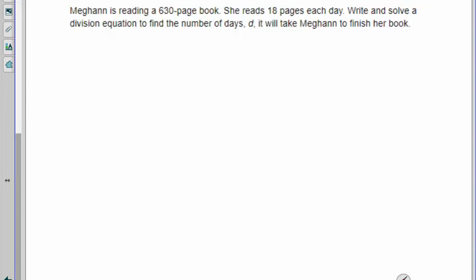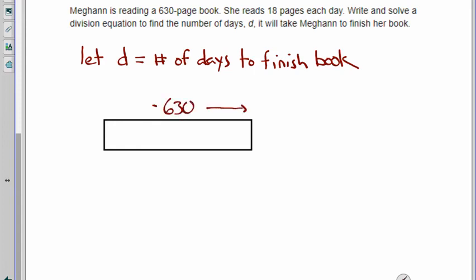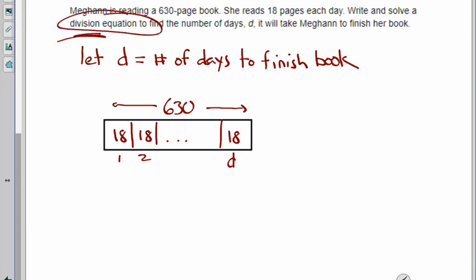All right, here's one for you to try. Megan's reading a 630-page book. She reads 18 pages a day, and we want to solve a division equation to find out how many days D it will take Megan to finish her book. Okay, so we're going to let D equal the number of days to finish a book, and we'll do a bar model. The whole book is 630 pages. And every day we read 18 pages. There's 1 day, 2 days, D days. And we're asking for a division equation. So write yourself a division equation, use inverse operations to solve, and see how many days it took.